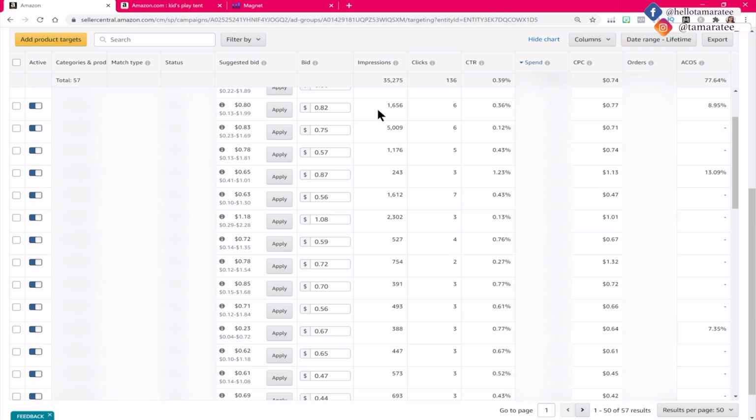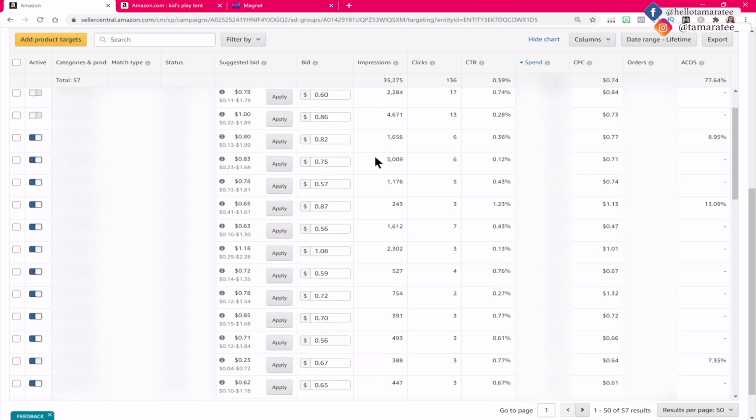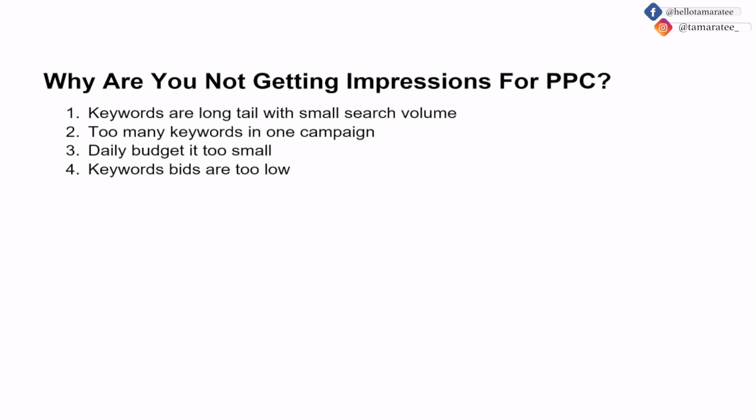So you kind of have to find that sweet spot for all of your keywords. I know this may sound overwhelming, but trust me, you guys, if you are following a proven strategy, it is not confusing at all. The very last reason why you may be getting 0 impressions is because your keywords are irrelevant or very broad. Allow me to explain what I mean.